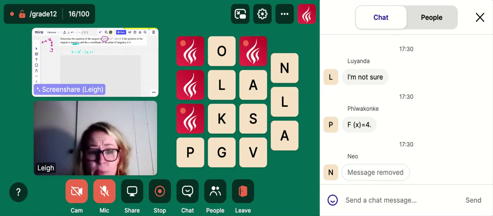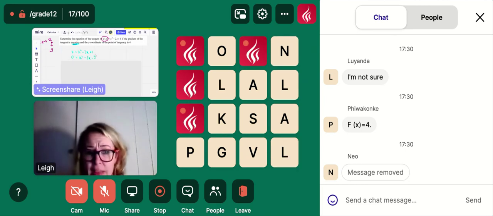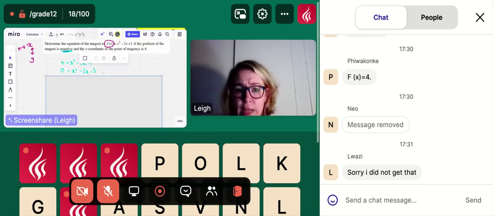All right, so what I would do now is take the 4 over to the other side. I would get it into standard form. It would end up looking like that, once I've taken the 4 over to the other side. And from this point over here, what do you think I'm going to do? Luazi, what would I do here? What's my next step? Even if you don't know, it doesn't matter. We're talking about it.